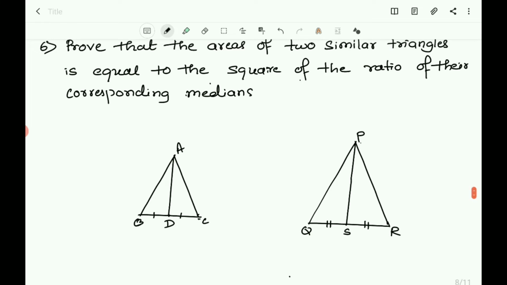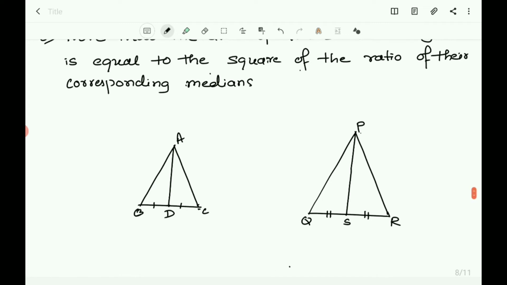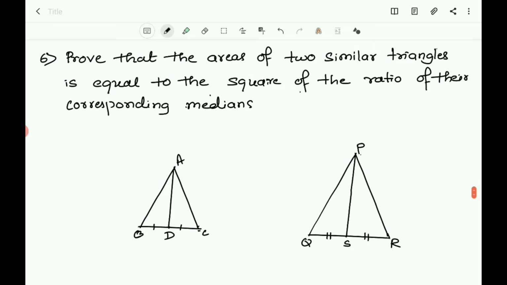Now as D is a midpoint of BC, BC is twice BD or twice DC, and as S is a midpoint of QR, QS and SR are half of QR, and QR is twice QS and SR. So by using that relation we will have that triangle ABD is similar to triangle PQS. Then we will have AB by PQ is equal to AD by PS. By using that we will get the ratio.